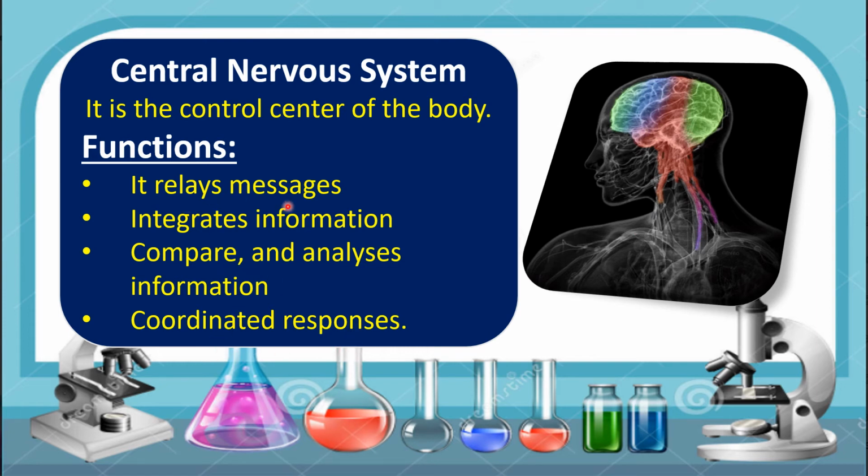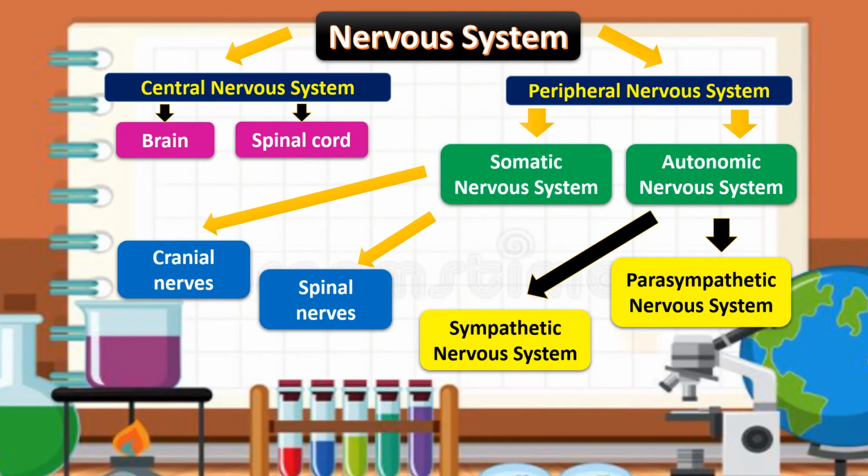So it's going to relay the message, get the message, compare, analyze, and then after that we have our response. We make sure our response is relevant or connected to the given stimulus. Okay? So for today, we're just going to focus our lesson on the central nervous system and its divisions, which are the brain and the spinal cord.